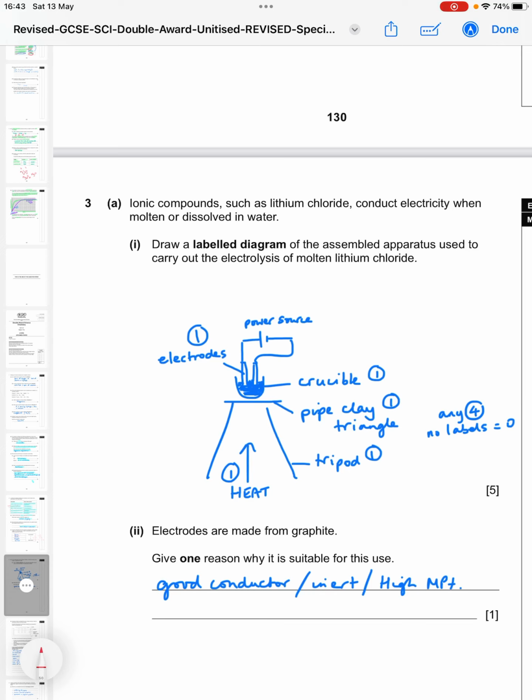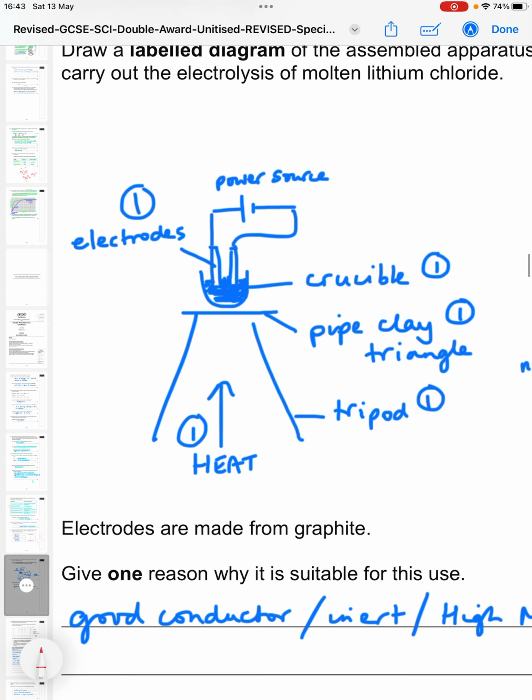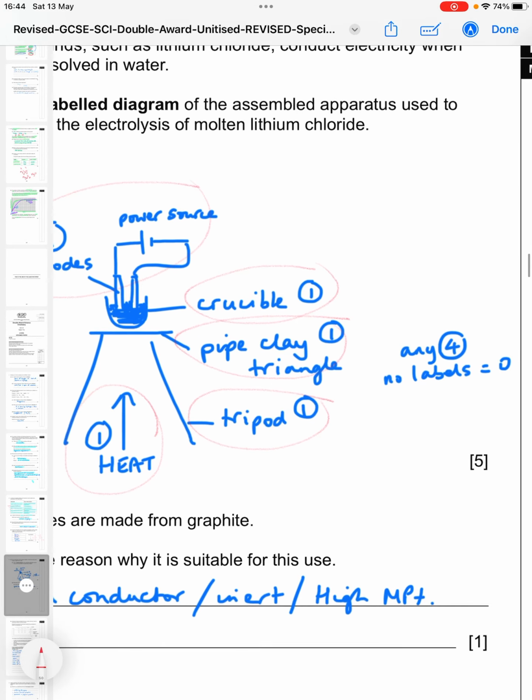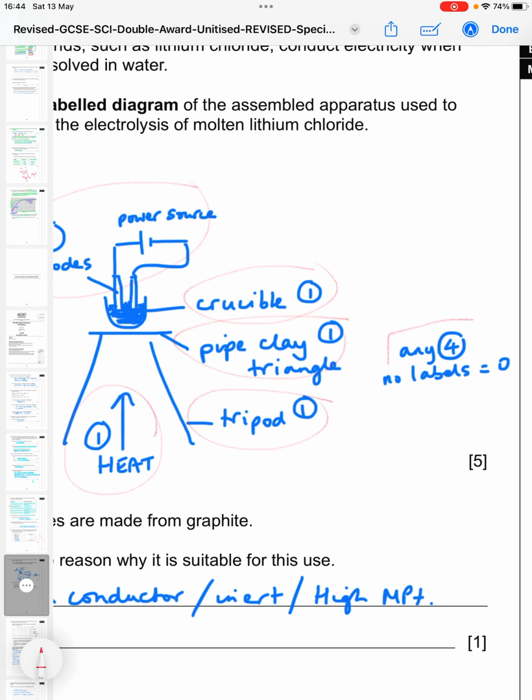Number 3 is about electrolysis. Ionic compounds such as lithium chloride conduct electricity when molten or dissolved in water. Draw a labelled diagram of the assembled apparatus used to carry out the electrolysis of molten lithium chloride. So here it is. We have a tripod here, 1 mark for that. Pipe clay triangle on top of the tripod, another mark for that. Little crucible, you see on top of the pipe clay triangle, and then a power source and the electrodes. There's another mark there. And a mark for showing that you're heating it.